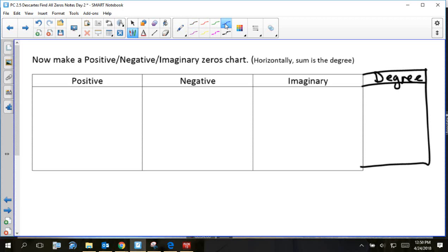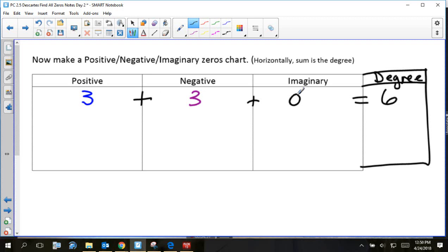We had how many maximum positives? 3. We had how many maximum negatives? 3. If I add those together, I get a total of 6, and that's my degree. That's the highest I can go. So it tells me how many imaginary there would be. There would be 0 if that's the case. But it's not always the maximum, it could be less. But they go down by 2s.